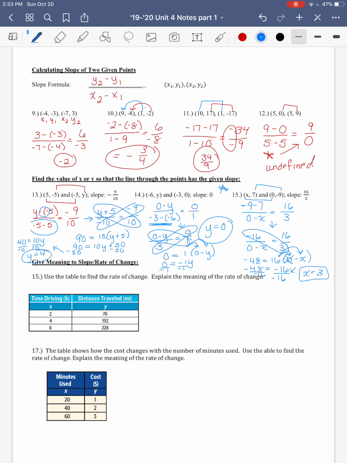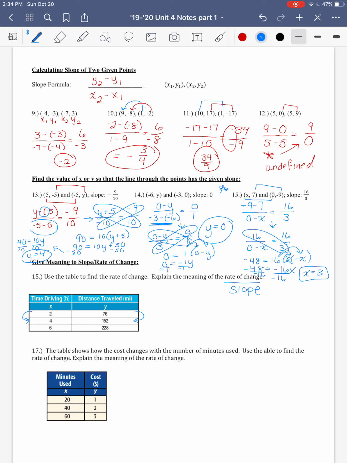All right, and then the final part of this video is that we're just going to give meaning to slope here. So in number 15, it says use the table to find the rate of change. Explain the meaning of the rate of change. So rate of change, again, that's just another word for slope. What is my slope and what does it mean? So it's my change in y over my change in x, right?